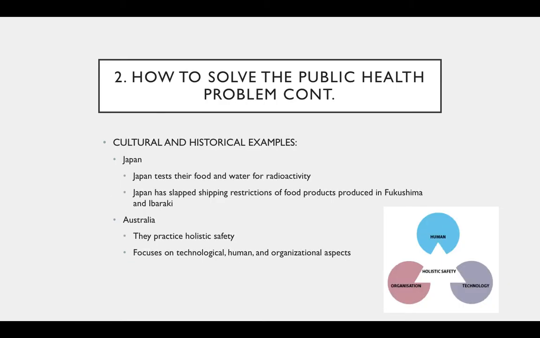So, some cultural and historical examples. In Japan, they test their food and water for radioactivity, and they've also restricted the shipment of food products produced in Fukushima and Ibaraki because of radioactive contaminants. In Australia, they practice holistic safety, which focuses on technological, human, and organizational aspects, which pretty much means they make sure technology and such are safe for people to use.